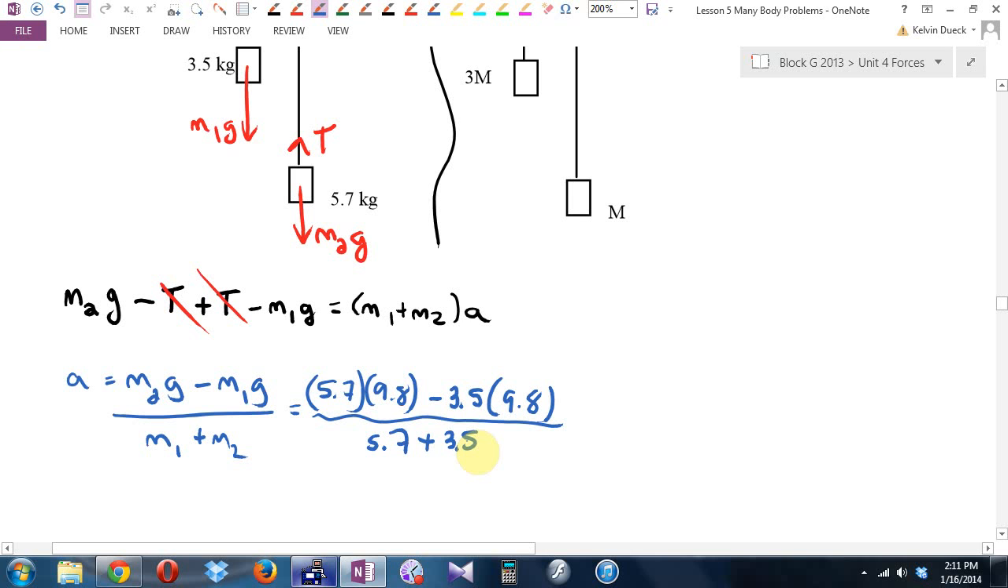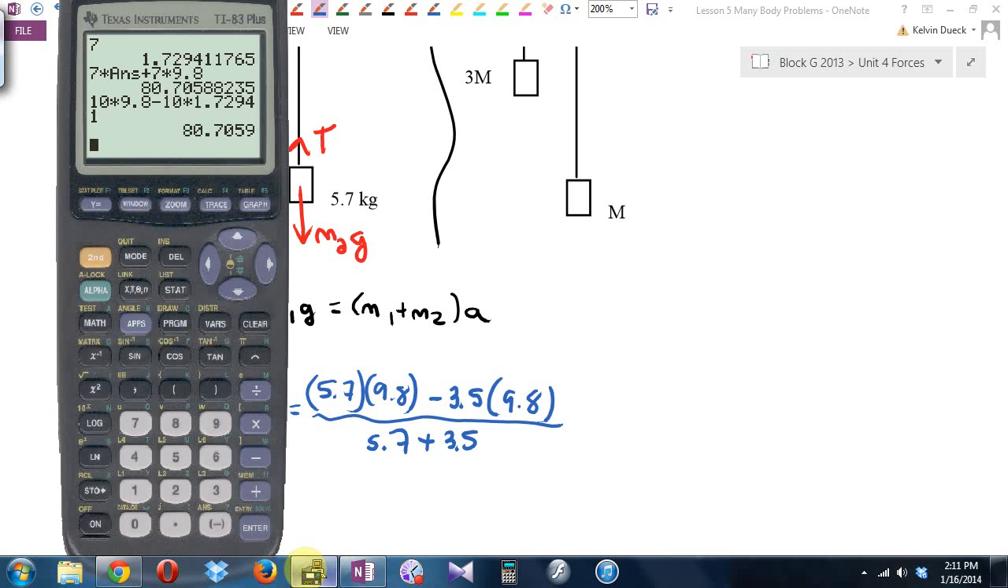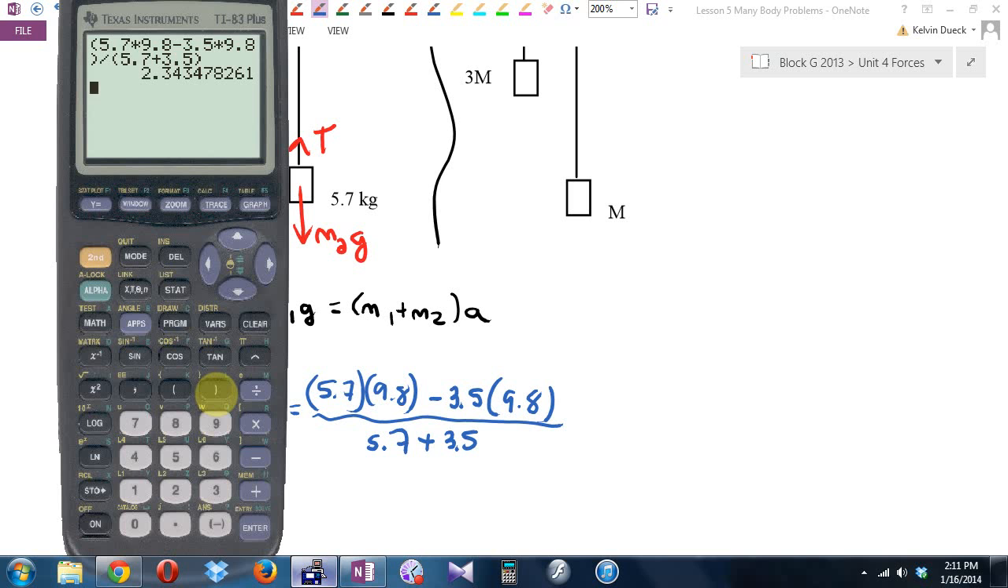Can I do this in my head? Let's see how good I am. The top is going to be 1.2 times 9.8 ish. It's going to be 0.9. No. 2.34347, 2.34? Yeah?